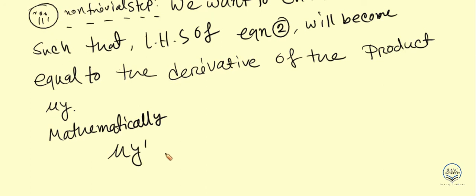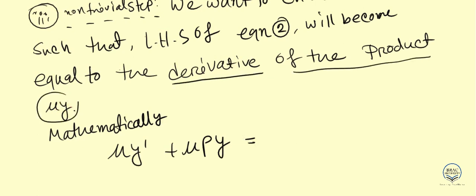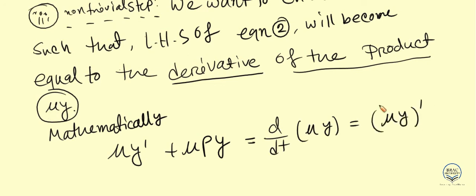Mu y prime plus mu py will be equal to the derivative of the product. That means you take this product mu y and you take the derivative of it. So d/dt of mu y, or you can equivalently write this as (mu y)'. This is the non-trivial step over here.